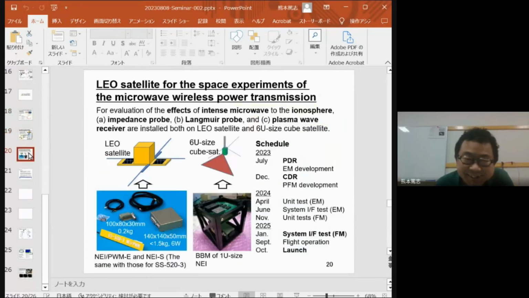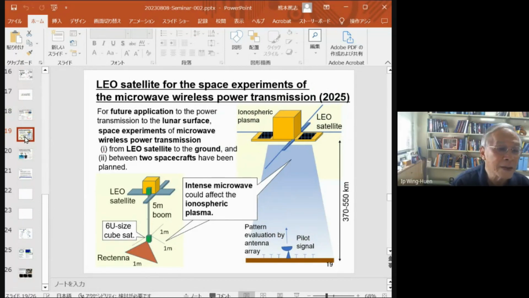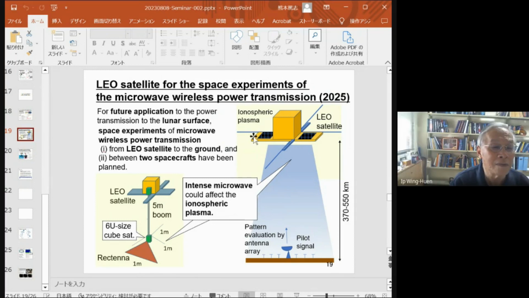And Professor Kumamoto, you also mentioned the Ohisama mission, right? That's also very interesting, the microwave wireless power transmission experiment mission. I don't understand, because from this picture you have the LEO satellite, and then you have a 5-meter boom, and at the end of the boom you have a 6U CubeSat.